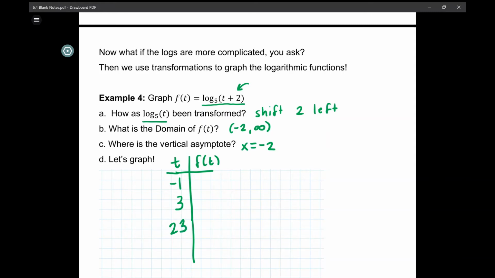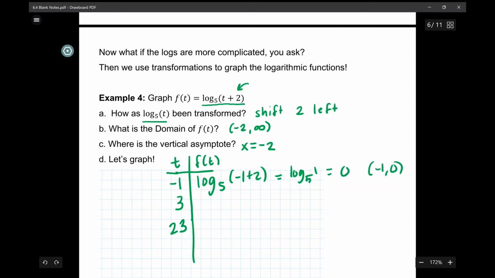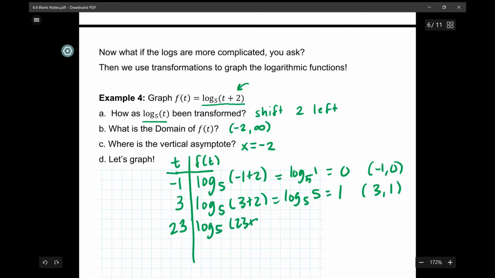If I put in negative 1, I'm going to get log base 5 of negative 1 plus 2, which is log base 5 of 1, which is 0. So negative 1, 0 is a point on this graph. If I put in 3, log base 5 of 3 plus 2, log base 5 of 5, which is 1. So that's the point 3, 1. Log base 5 of 23 plus 2, log base 5 of 25, which is 2. So I get 23, comma 2.